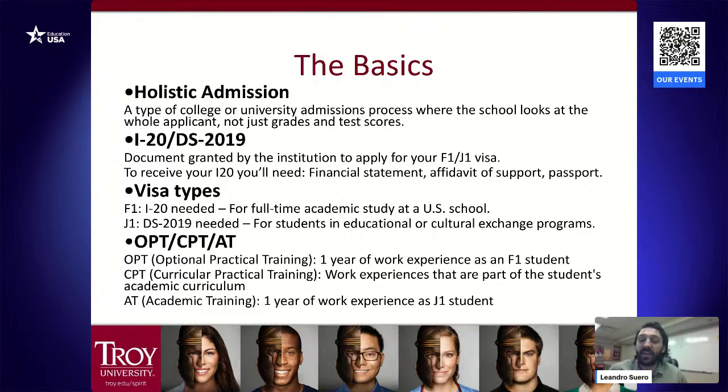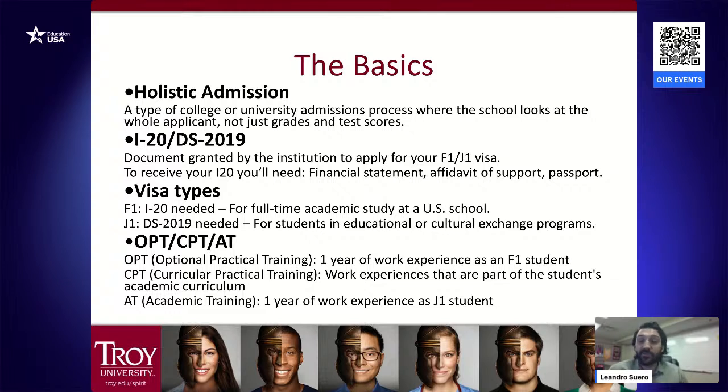Then OPT, CPT, and AT. This is something that maybe you've heard before. And the great thing about OPT, CPT, and AT is that they will give you work experience in the US. We're going to cover a little bit about the funding opportunities when you come to the US at a later slide. But this is basically a paid job that you get when you are here, right? And you can gain work experience in something related to your field. So OPT means optional practical training, and you can take up to 1 year of work when you come to the US under this term, right?